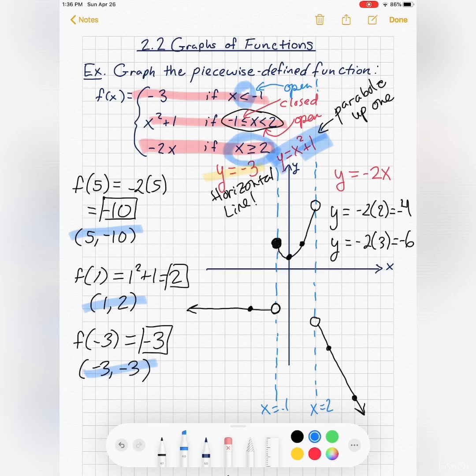Okay, now let me go back and look at the end. This guy is inclusive. That one will be closed. So I need to close that in. Okay, so then I have a graph. So the only thing left to do from there would be to clean the graph up a bit. Seems like a good idea.